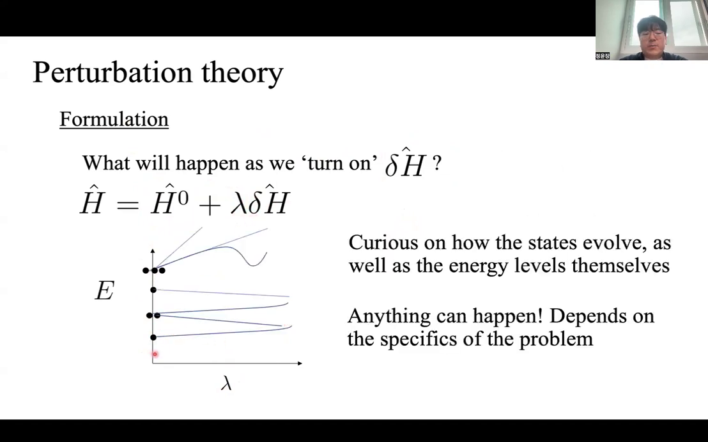Anything can happen. It could evolve like this, it could evolve like this, it could evolve like this. But we want to know how we can approach this problem and how we can get these energy levels because, as I said last time, many of the problems in quantum mechanics are not easily solvable. They're not exactly solvable. So we're going to use this approach to try to get these energy values, and that's going to give us some information about the system.